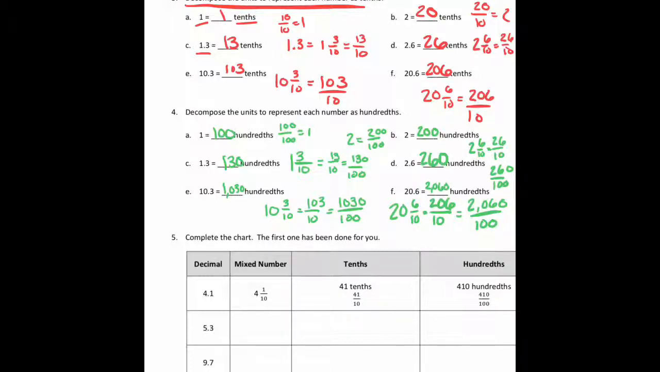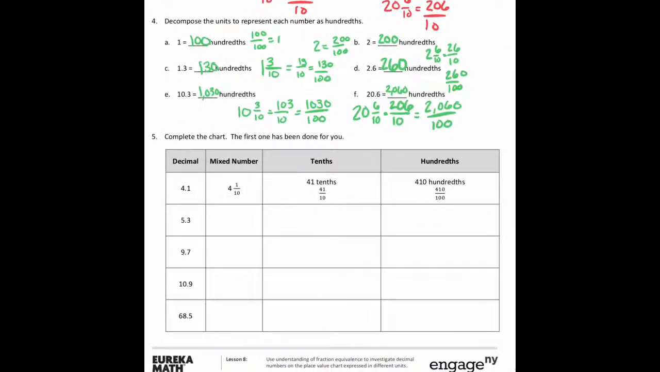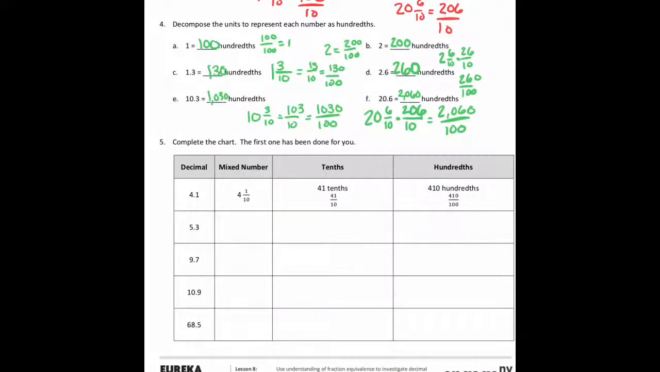Okay, on this last part, we're filling out the table where we turn the decimal into a mixed number and then say what it is in tenths and hundredths. They've done the first one for us. So we're going to start off with 5.3. We want to write it as a mixed number here. So for 5.3, we're going to write 5 3/10.